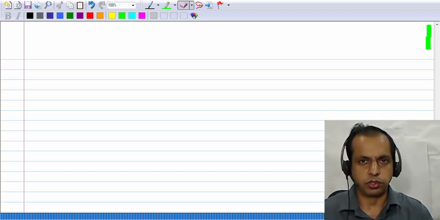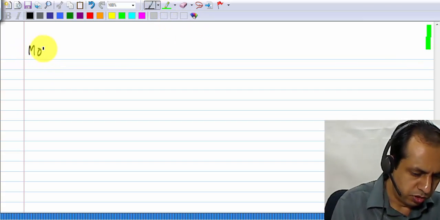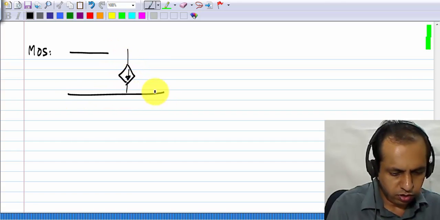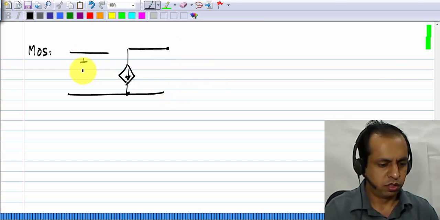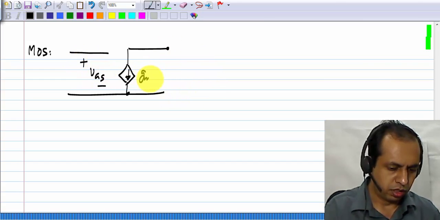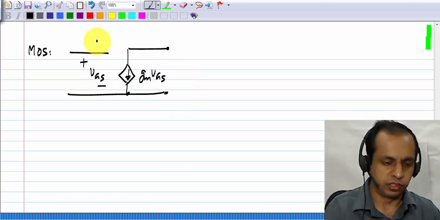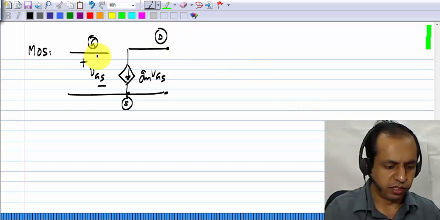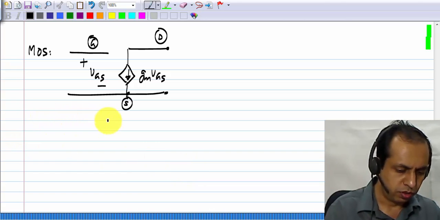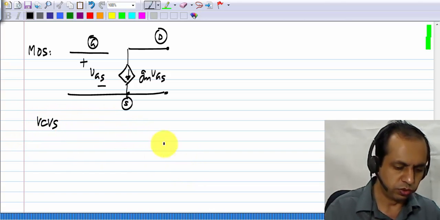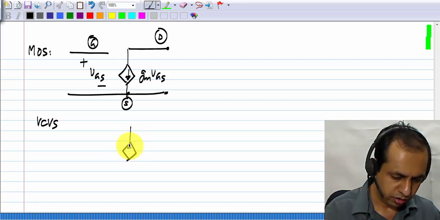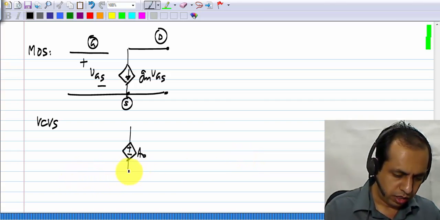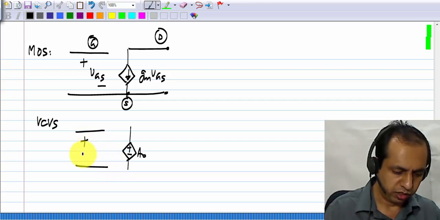voltage controlled voltage source. A MOS transistor, as we know, is a voltage controlled current source. The current is Gm times VGS, where VGS is the gate source voltage. Now imagine that instead of this voltage controlled current source, we had a voltage controlled voltage source to begin with. Let me say that the model looks something like this.